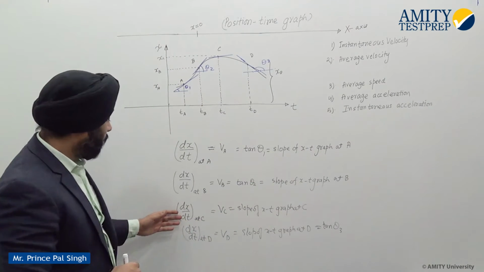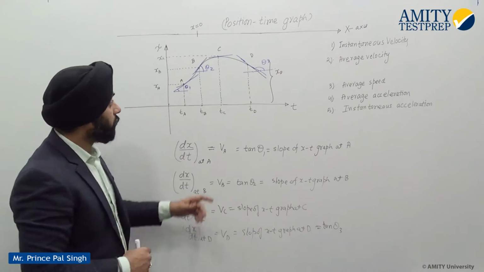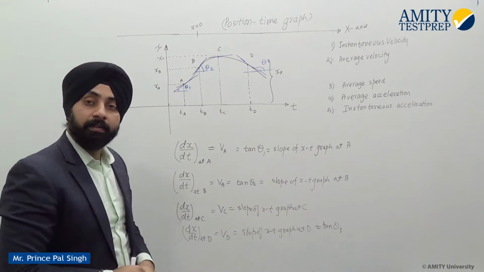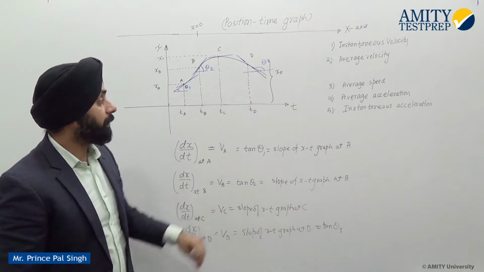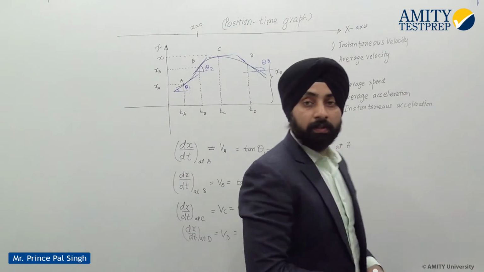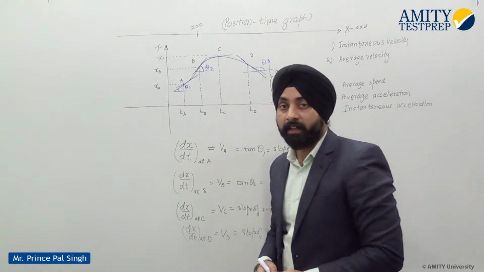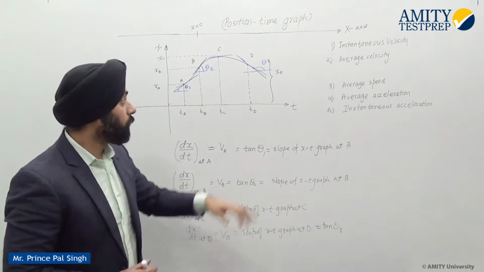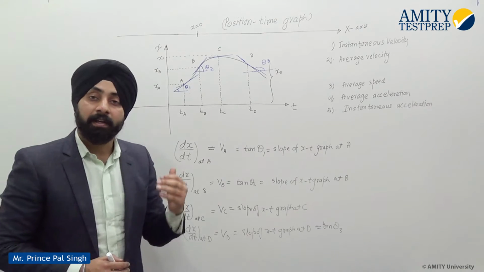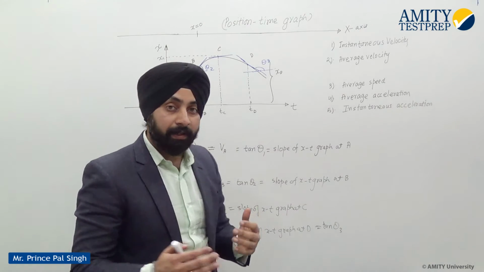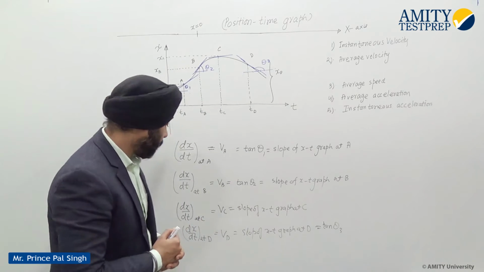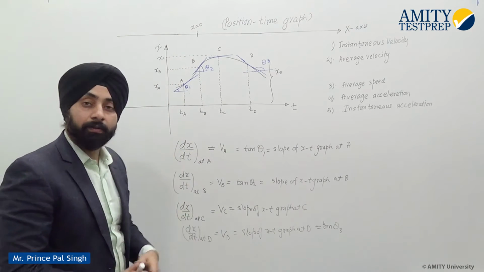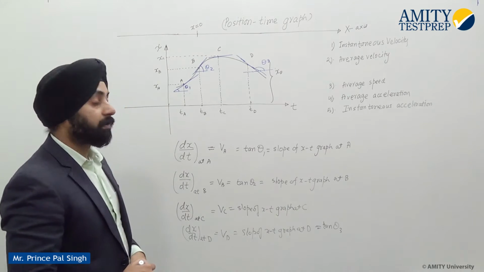dx/dt at C is VC, and at point D, the tangent is making an obtuse angle, so the velocity is negative because tan theta will be a negative quantity. So at point D, the particle has negative velocity, which means that the particle is coming back. It is coming in the negative direction. So in this way we can find the instantaneous velocities.